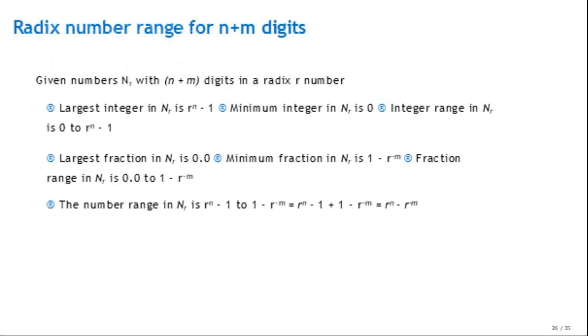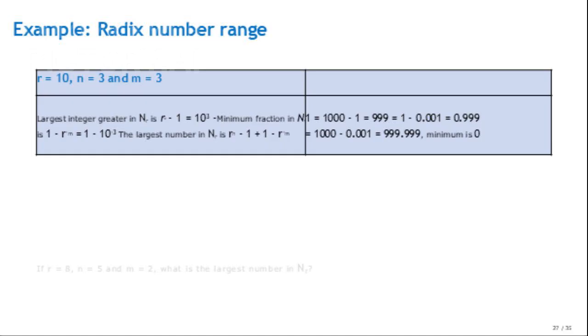The number range in n1 is r^n − 1 plus 1 − r^−m, which equals r^n − r^−m. For example, with r equals 10, n equals 3, and m equals 3, the largest integer in n1 is r^n − 1, which equals 10 to the power of 3 minus 1, which equals 999.